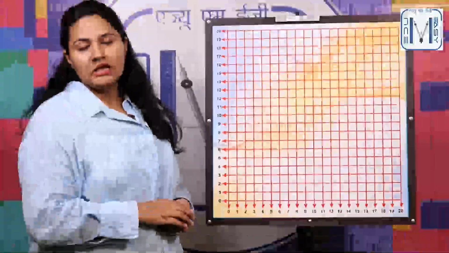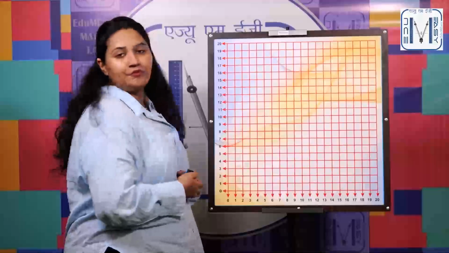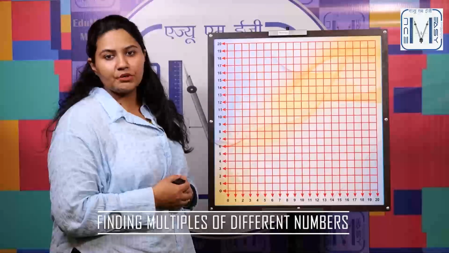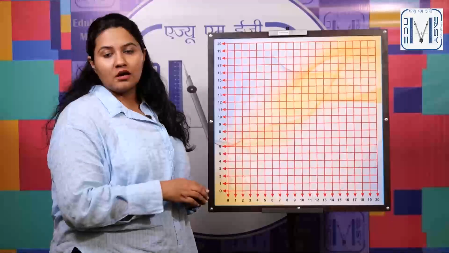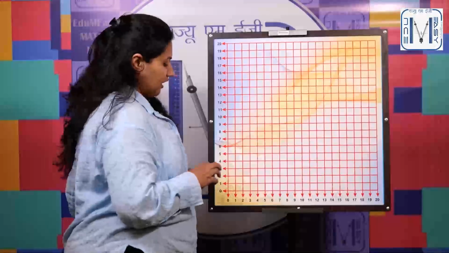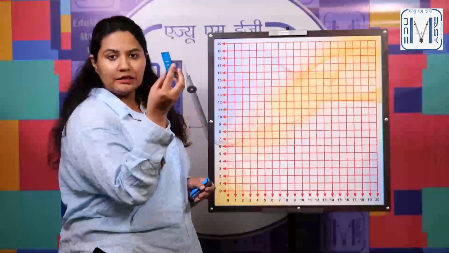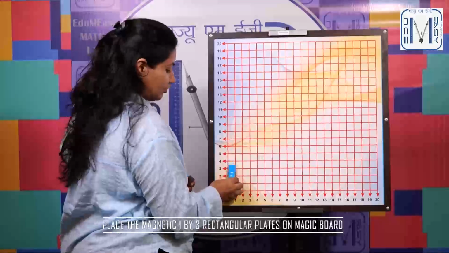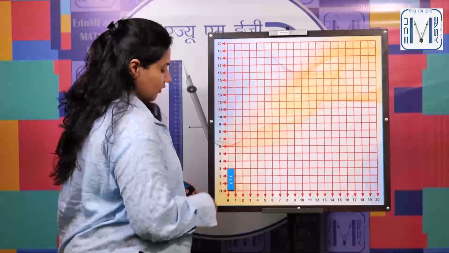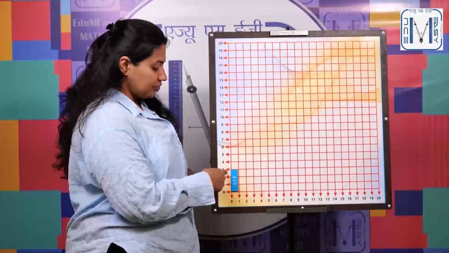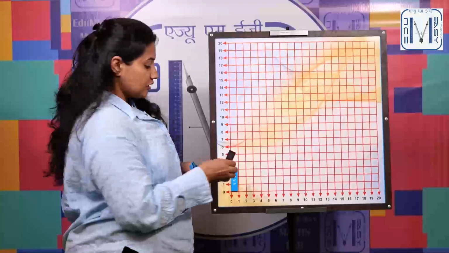The remainder is 0. Now, the next experiment that can be performed is finding multiples of different numbers. So let's find the multiples of 3, or let's understand the table of 3. So I'll keep putting these 1 by 3 rectangular plates over here, starting from 0. Okay, so this is ending at the number 3. That is, the first multiple of 3 is the number 3 itself.